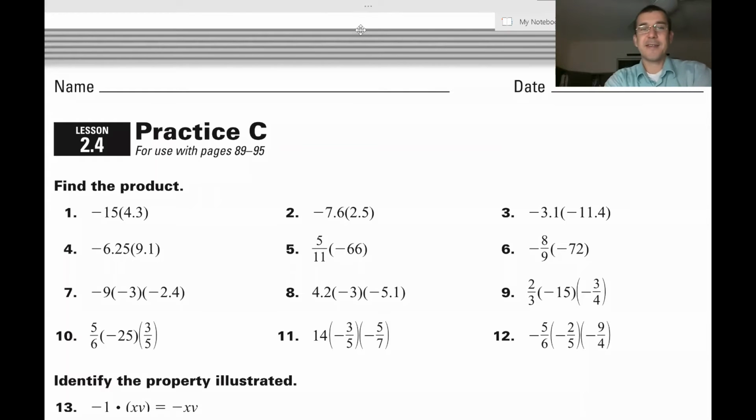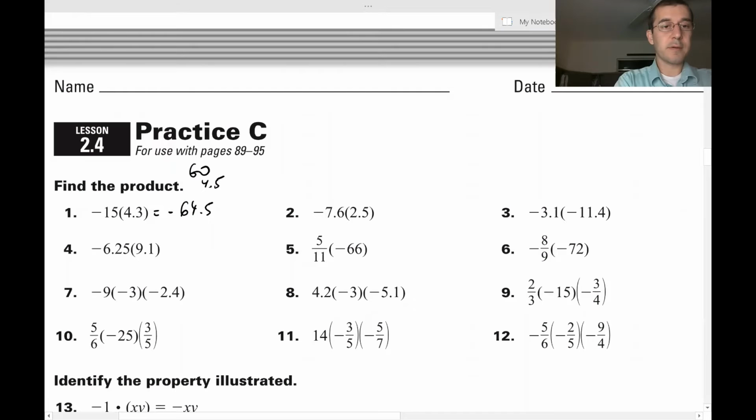Hello back, this is Algebra, and we're doing practice C today, section 2.4, which is about multiplication of real numbers. So let's start. First, find the product. Number one, we have two real numbers with different signs, so the product is negative. So 15 times 4.3, 15 times 4 is 60, 15 times 0.3 is 4.5. So this is minus 64.5.